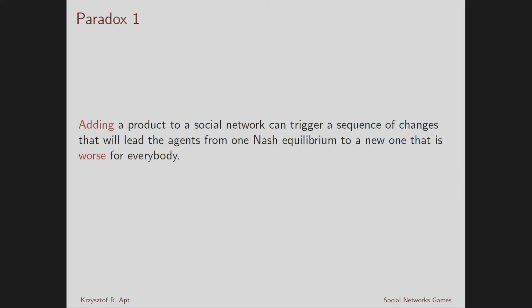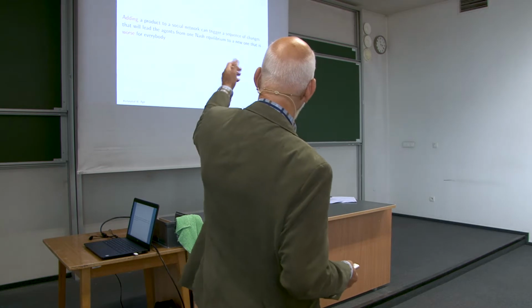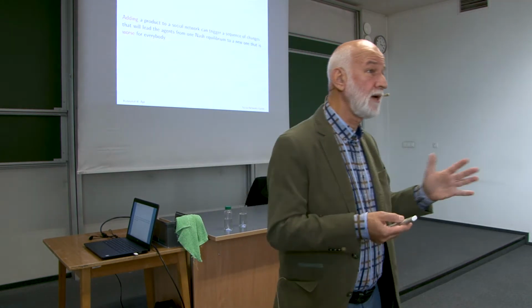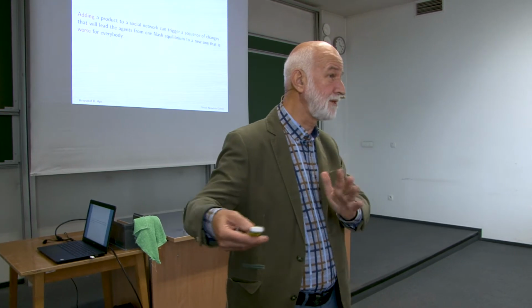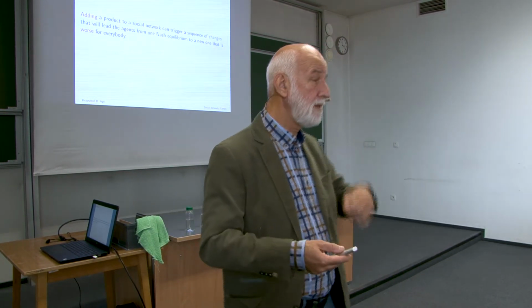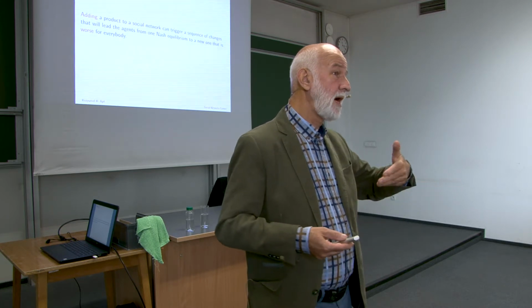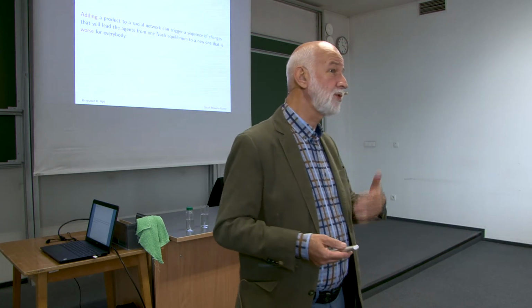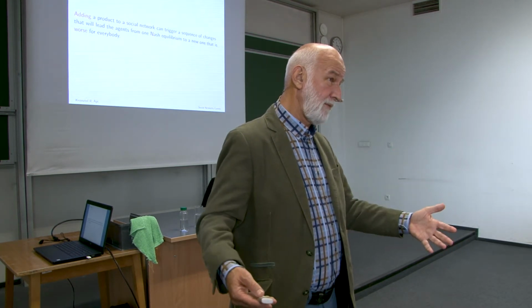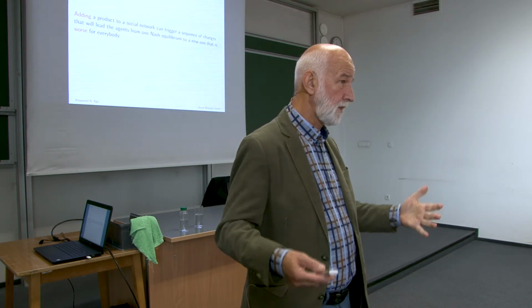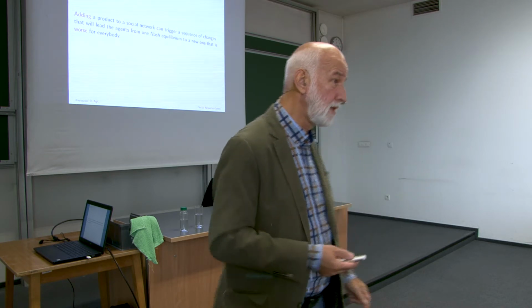I'll show you that if we add a product to a social network, it can trigger a sequence of changes which results in a situation where everybody is worse off than at the beginning. So we will have initially a situation where everybody is satisfied, in brackets, it is a Nash equilibrium. Then a product will be added. This will unavoidably trigger some sequence of changes, and at the end, everybody will again be satisfied, but everybody will be worse off than at the beginning.